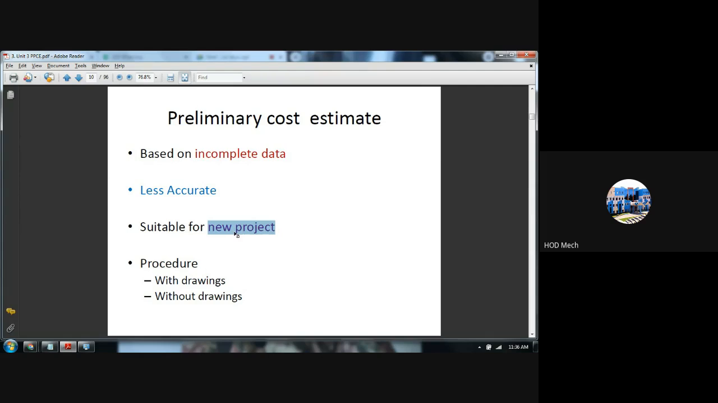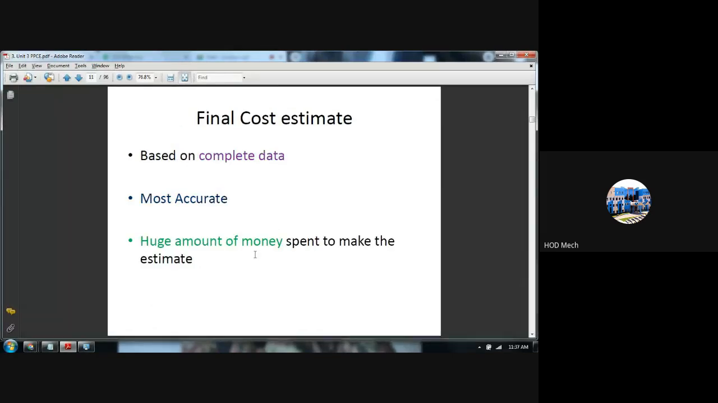So in the new project, how they used to do it, procedure is either they can go with the drawing or without drawing. Without drawing in the sense, they will have a conceptual drawing, and the conceptual drawing they will not have a standardized drawing. Final cost estimate அப்படின்னு பாத்தீங்கன்னா என்னன்னா complete data.